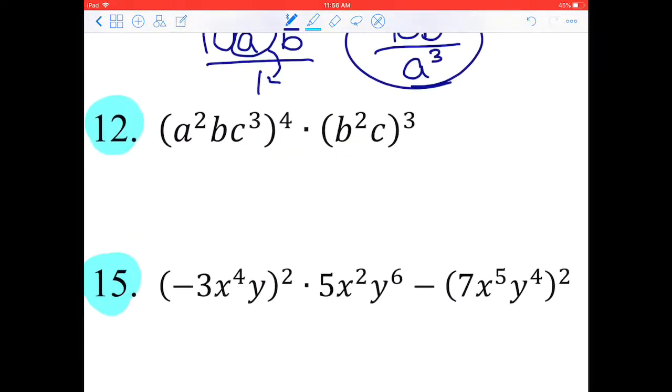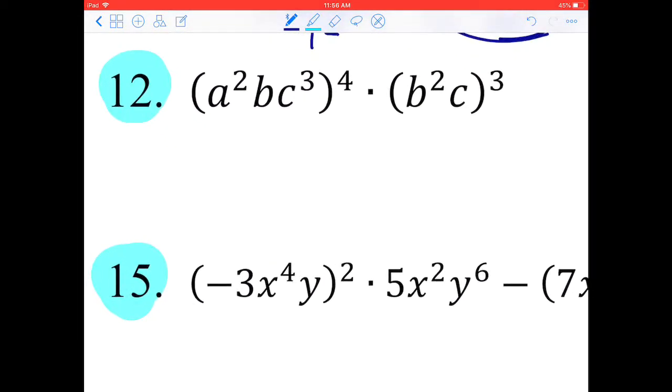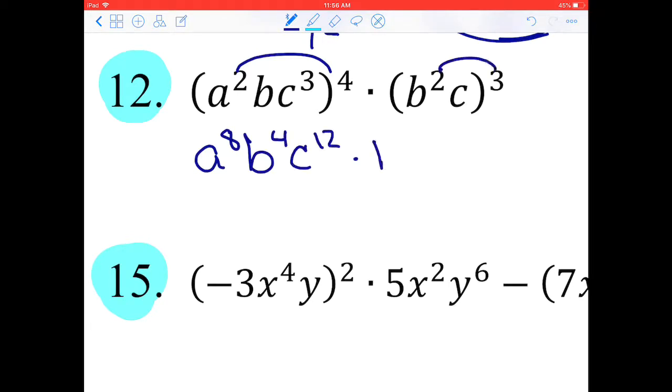12 is even, but it is highlighted, so I will do it. There's a problem like this on your quiz. So what I have here are 2 exponent properties, so 2 power properties. And then at the end, we'll multiply those 2 things together. So first parentheses, A, let's see, 2 times 4 is 8. B to the 4th, C to the 12th, times B to the 6th, and C cubed.